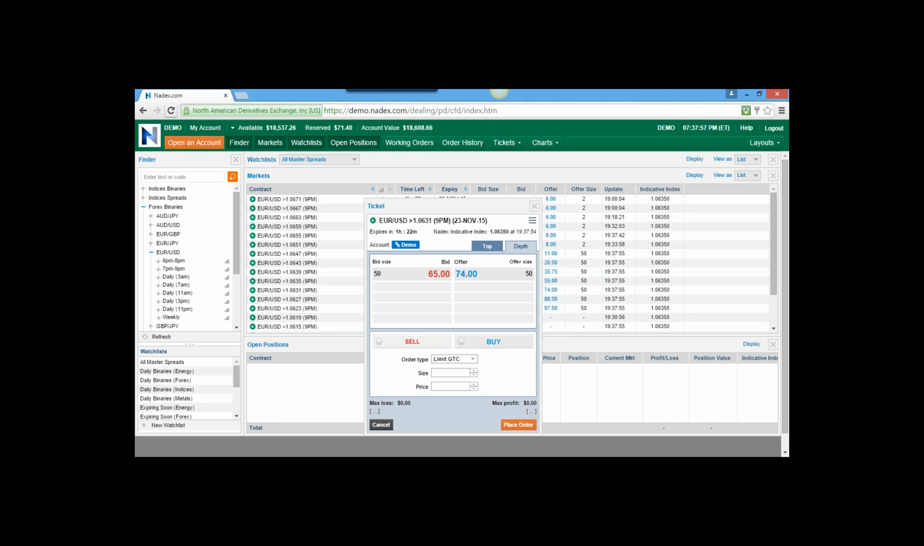So that's called an in the money binary. Does that make sense to everyone? Why that's called an in the money binary, why it's priced a little higher? Because the market's already above that. It's already a true statement.